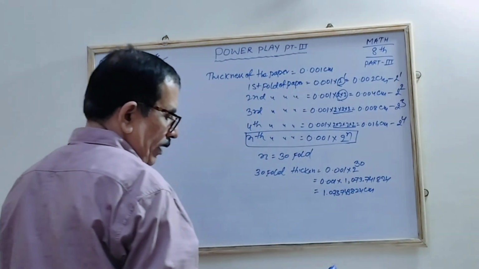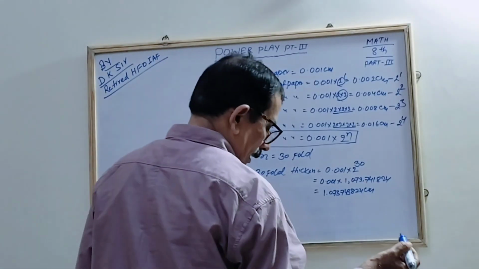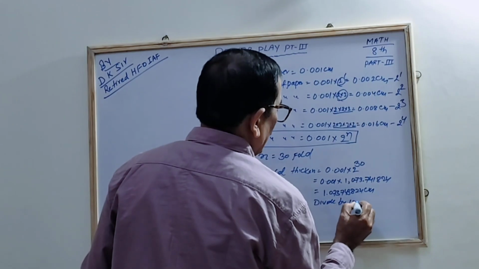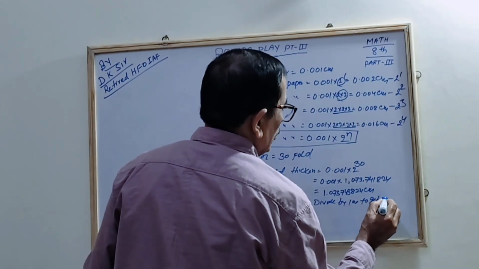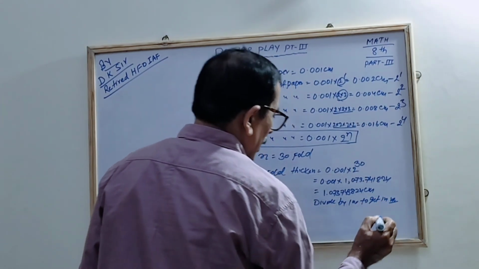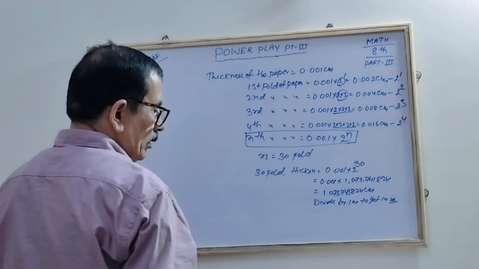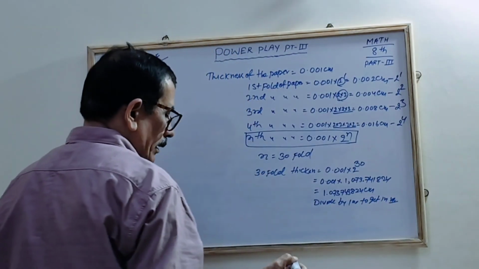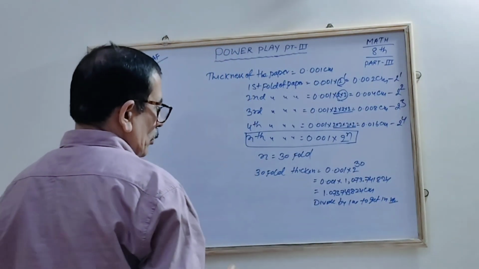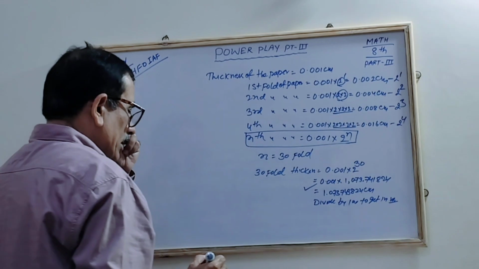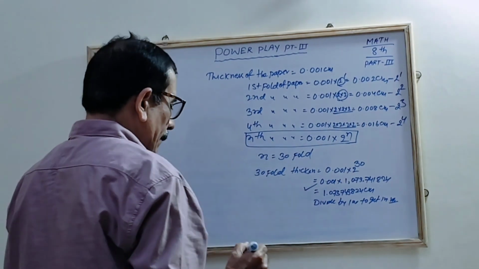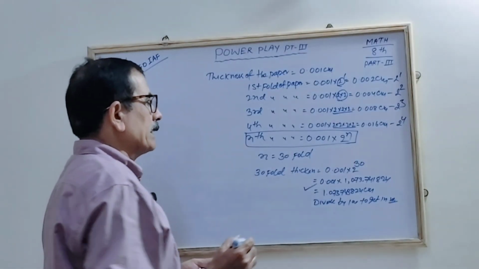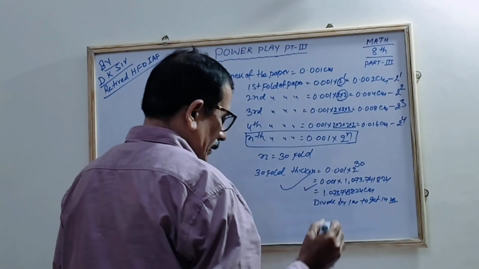If you want to find out the meter, then you need to divide by 100 to get into meter, correct. If you want the kilometer, then divide by 1000, so you will get the kilometer, understood. So that is the way you can find out. In your book they are asking you to find out the 10th and the 50th fold of the paper, what will be the thickness. So you can find out the thickness by this.